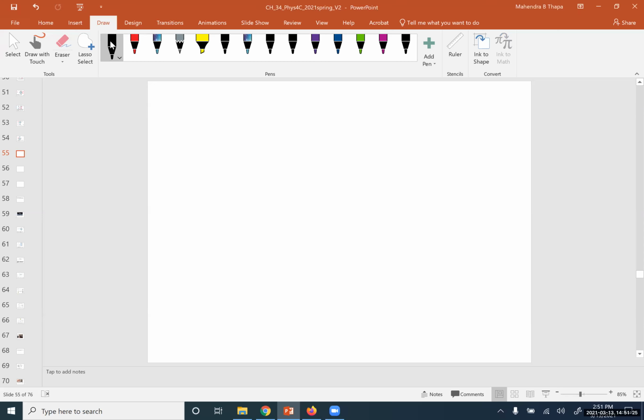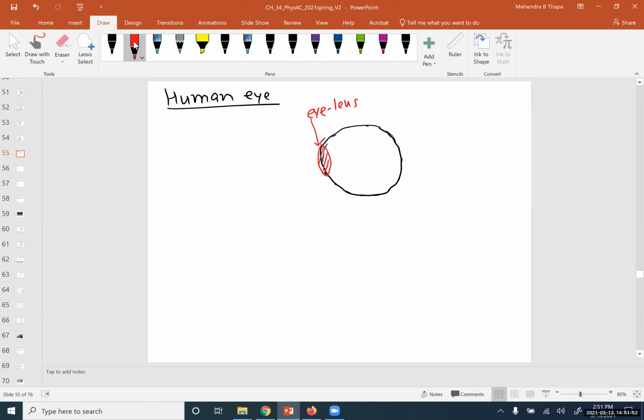Let's start again with the brief introduction, the human eye. I'm just drawing a rough sketch. This is our eye, and for simplicity, I'm making this portion our eye lens. The rays parallel to the principal axis of our eye lens will converge on the retina after refraction, so the image will be formed on the retina.